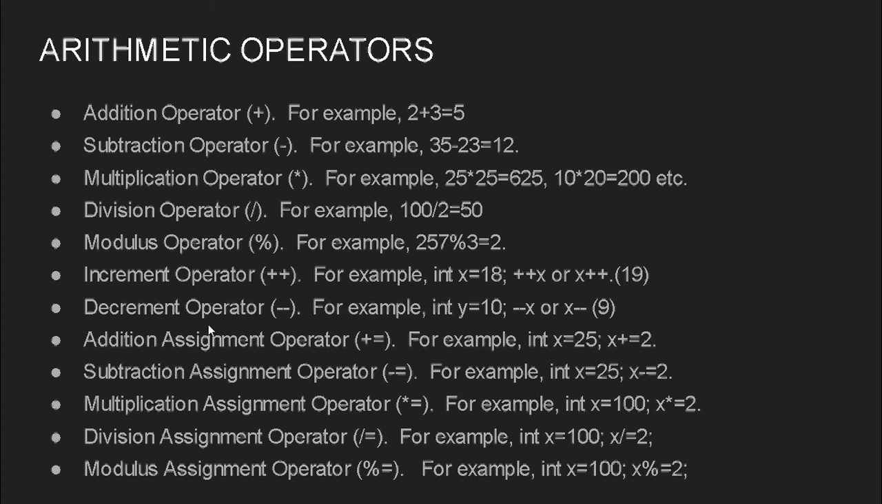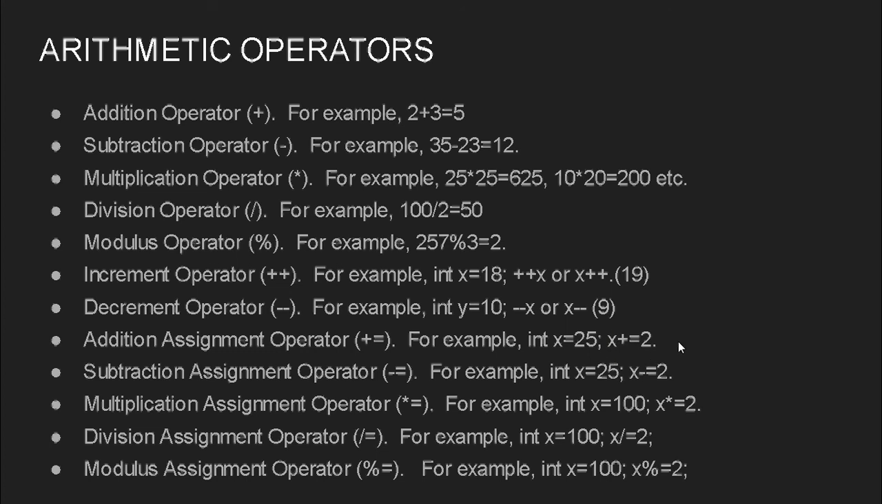So then after that, the addition assignment operator. The addition assignment operator is denoted by plus equals. This operator works a little bit differently. For example, here I've written x equals 25, and here I'm writing x plus equals 2. This is equivalent to x equals x plus 2. So instead of writing it elaborately, we can simply shorten it and write x plus equals 2.